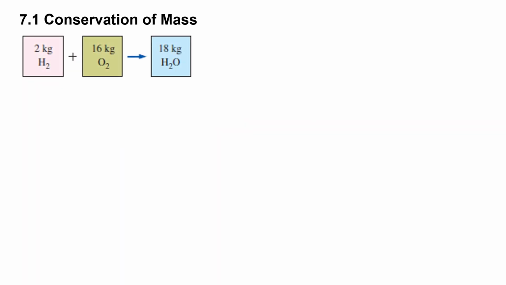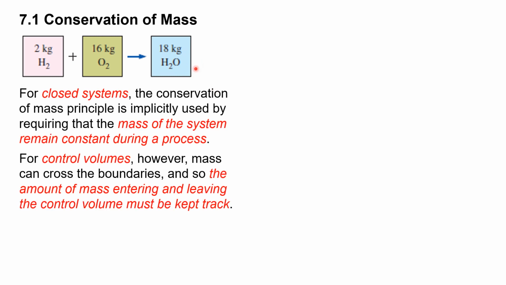7.1, conservation of mass. So what is conservation of mass? Let's see this example. 2 kilograms of hydrogen, you mix it with 16 kilograms of oxygen. So the yield will be 18 kilograms of hydrogen oxide, or H2O. So we know this is the conservation of mass. Energy cannot be created or destroyed, it can only change form. So similarly here the mass is conserved.